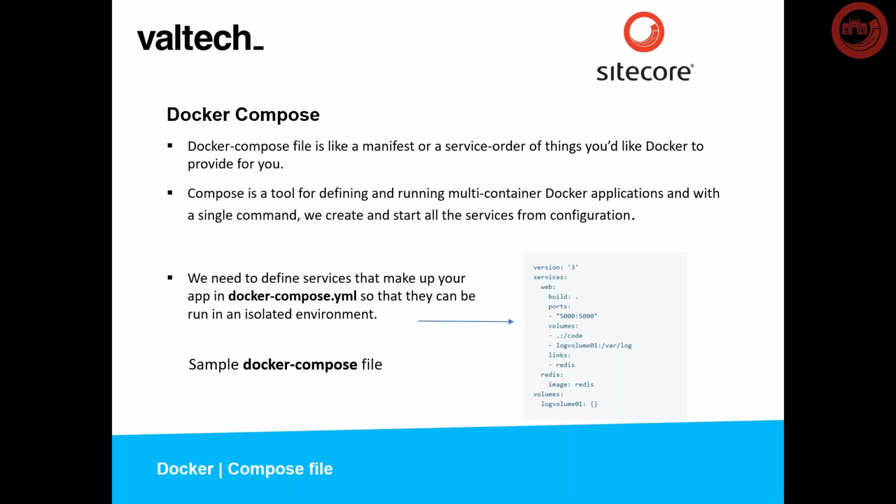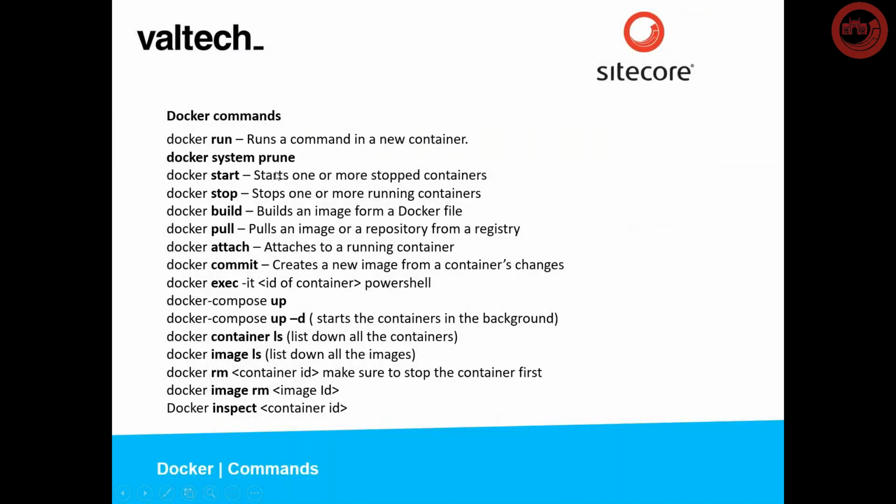As part of this demo, we have used Sitecore XP and SXA as the base image version. So the compose file also has all the stuff related to that. This is a basic structure. We have the version, we have different services, and we have volumes mapping here. So these are a few commands available in Docker.